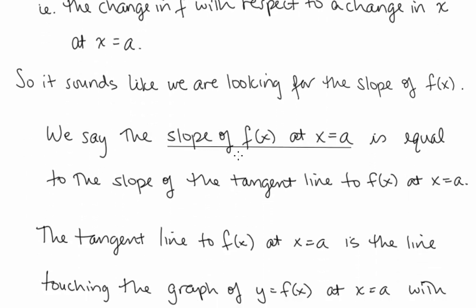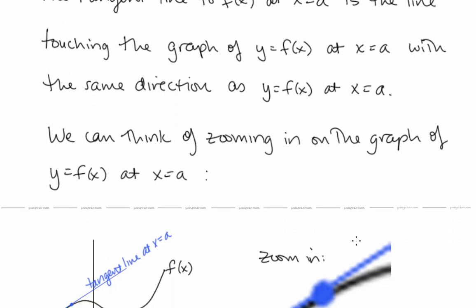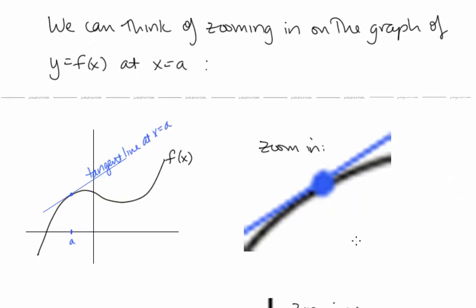We say the slope of f of x at x equals a is equal to the slope of the tangent line to f of x at x equals a. And so the tangent line to f of x at x equals a is the line touching the graph of y equals f of x at the point x equals a with the same direction as the function at that point. So we can think of zooming in on the graph of y equals f of x at the point where x is equal to a.